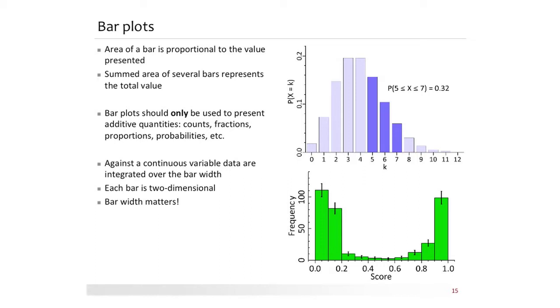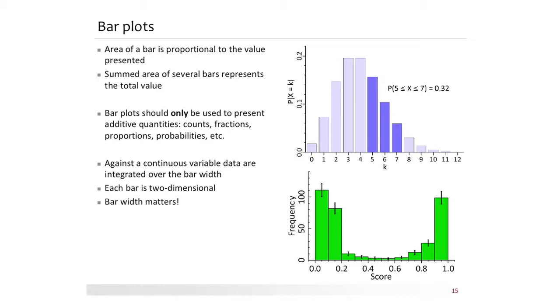So the first thing you notice is that the area of a bar is proportional to the value presented. For example, this bar shows some value of probability, which is maybe 6 or 7%. And its area, as you perceive this visually, it's all about visualization, is proportional to the value which is presented. And you can see, for example, that this bar is roughly twice the size of this bar. Its area is bigger.